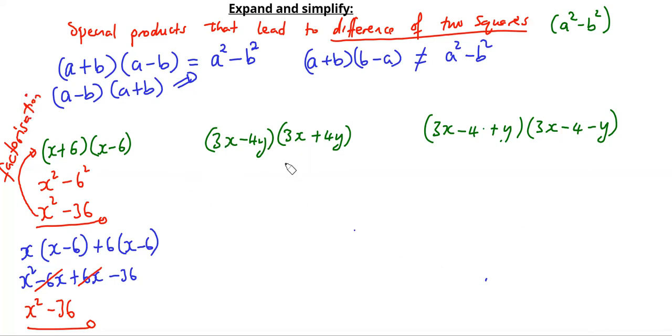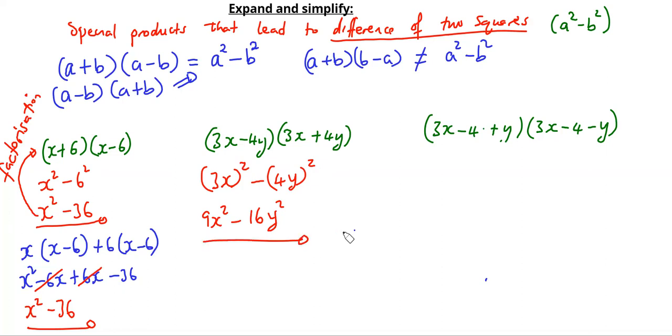Now, let's look at this one here. How are we going to solve this one here? We have 3x. So we're going to say first term, 3x, we square it, okay, minus the second term, 4y, then you also square it. Then 3x squared is going to give us 9x squared, minus 4y squared is going to give us 16y squared. Okay, so this becomes our final answer.